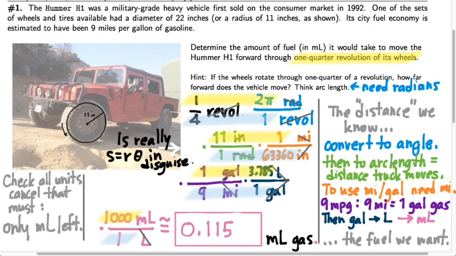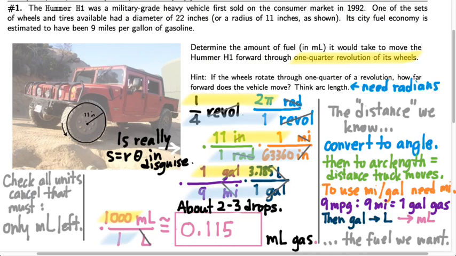Ultimate answer, 0.115 milliliters of gas is what it takes to move this truck forward by 1/4 revolution of its wheels. How much is 0.115 milliliters of gas? Turns out to be about 2 or 3 drops of gasoline is what it takes to move that truck forward by 1/4 revolution of its wheels.